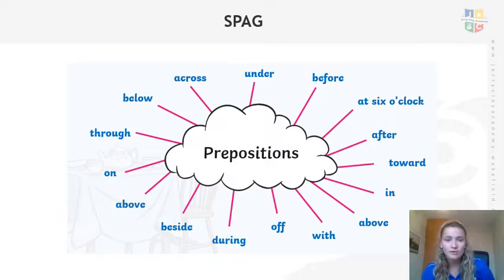Above, obviously we've already done that one, that one's a repeat. On, if there is a book on the shelf. Through, looking through the window, you can see a tree. And below, you could say the printer was below the table. So if you haven't got some of these, please do add them to your prepositions so that you've got a clear idea. When we go to use the prepositions, you've got them there to start with.